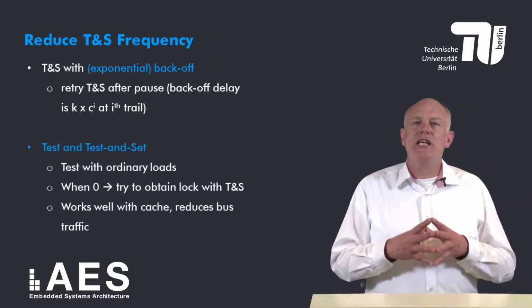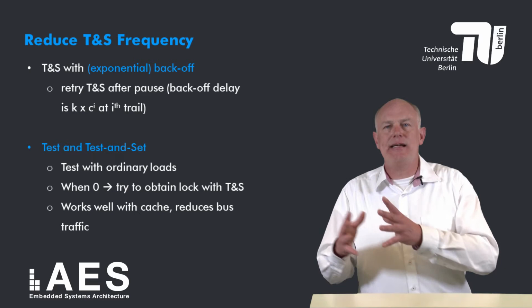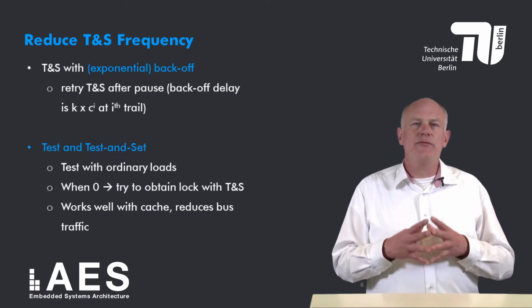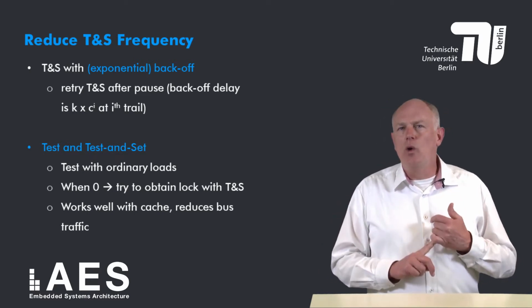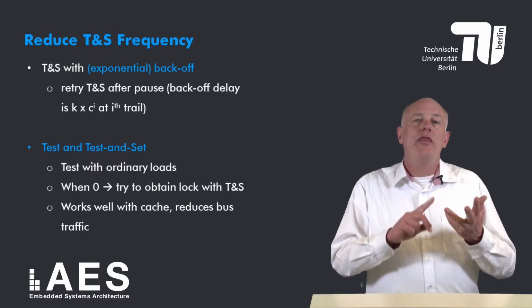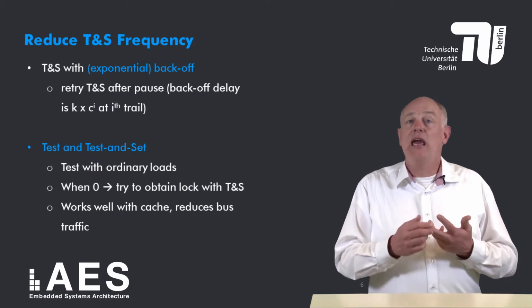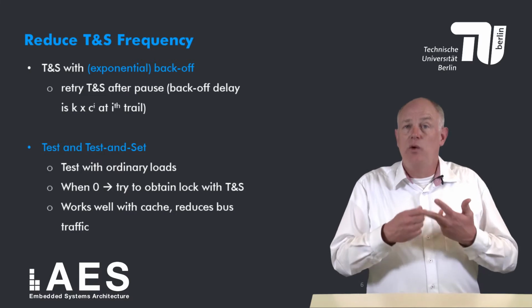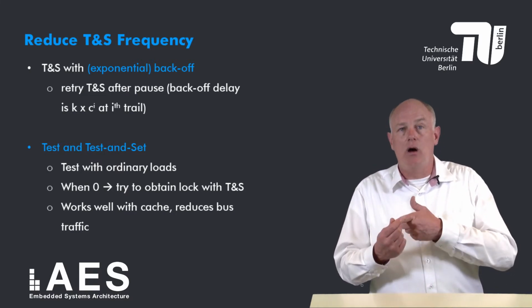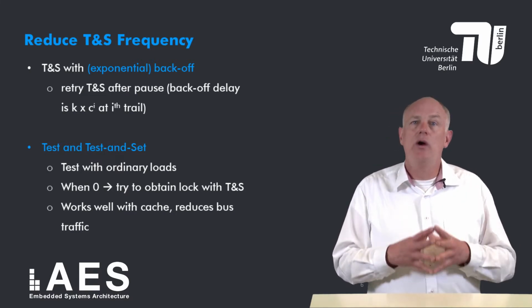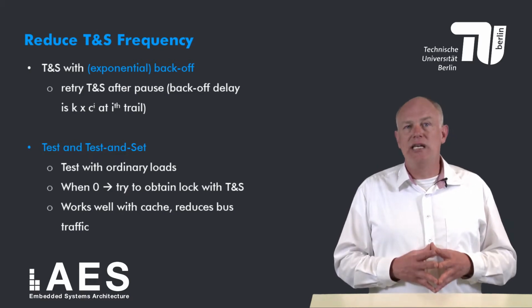The second approach is called test and test and set. It works as follows. First, we load the lock using a normal load. Then we test the lock value. If it was already locked, we repeat. If it was unlocked, meaning its value was 0, we try to get the lock using test and set.